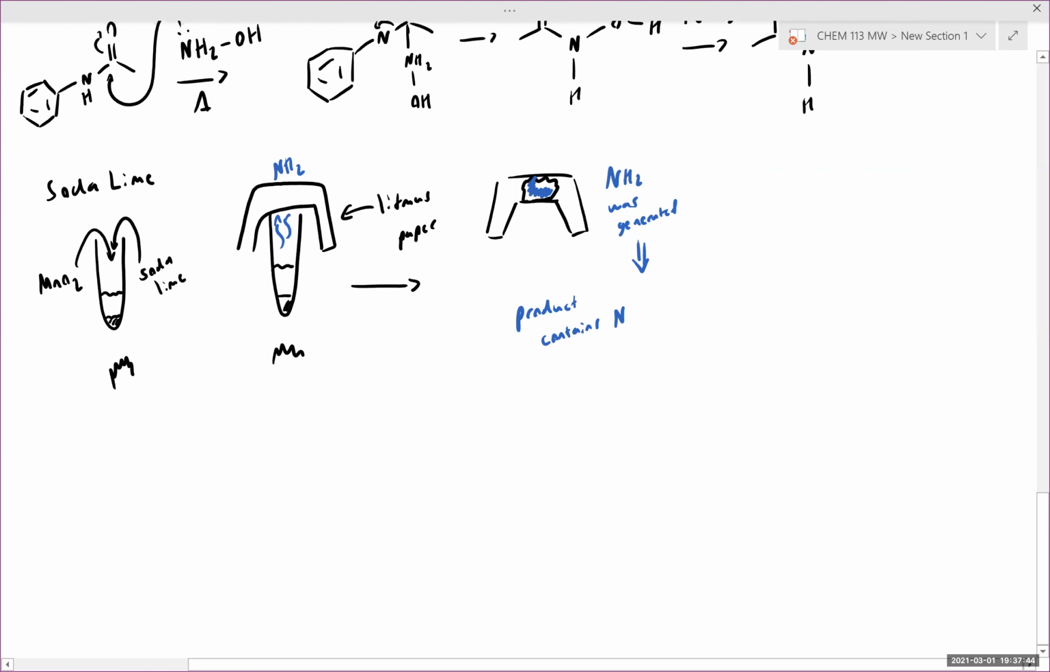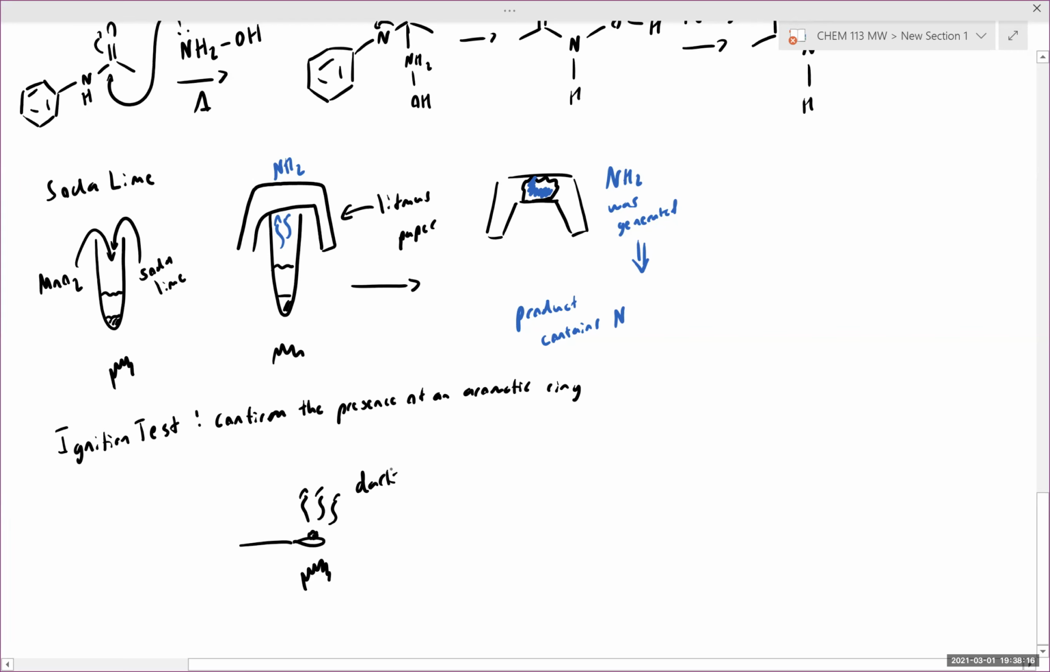Okay, so for our final test, we're also going to deal with the ignition test. And the ignition test, just like before, will confirm the presence of an aromatic. So just like before, we'll have our spatula. We take a little bit of solid on our spatula and we'll heat it. And if we have an aromatic ring, we would expect to see a dark, sooty flame. That in turn tells us we have an aromatic functionality.